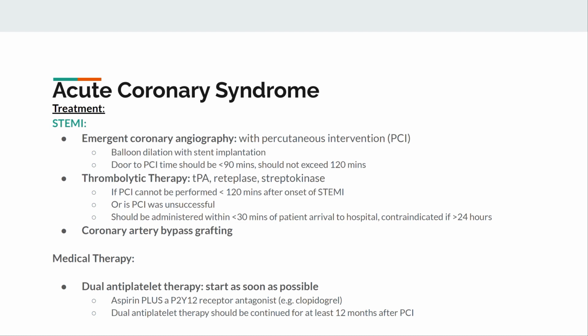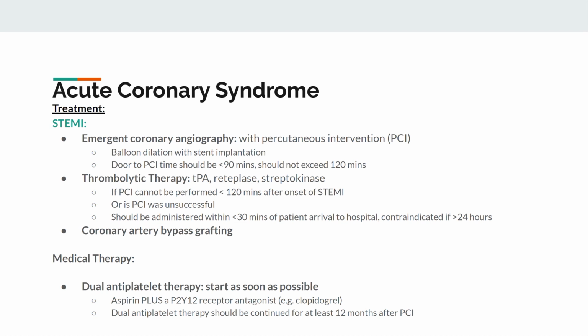PCI. PCI is the best if it can be done within 90 minutes. Thrombolytic therapy, as long as they don't have any contraindications such as previous brain bleeds or already being on strong anticoagulation.